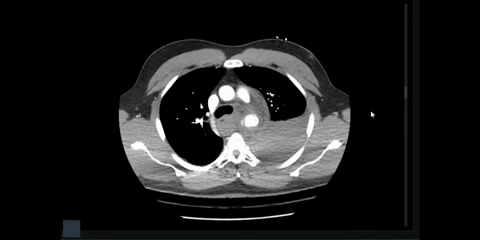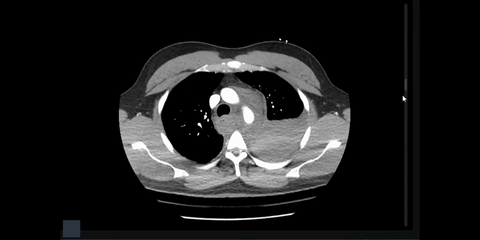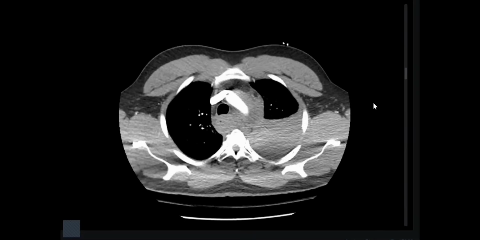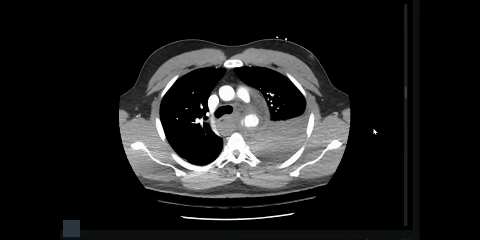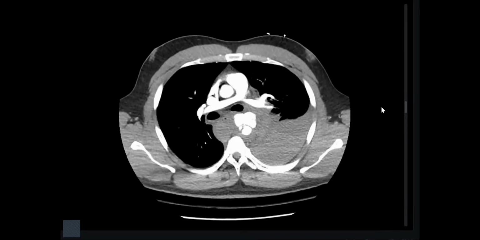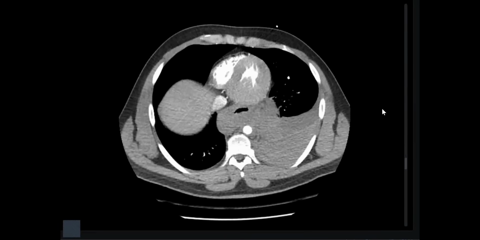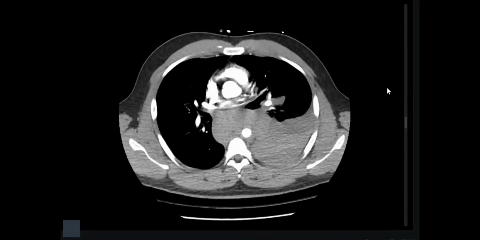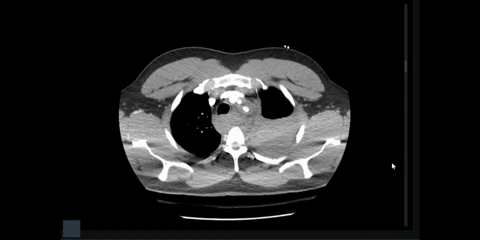Scroll, scroll. Yes. I've been provided with the contrast enhanced axial CT images of the chest in arterial phase. So can you please?